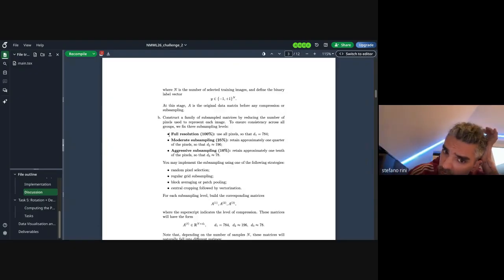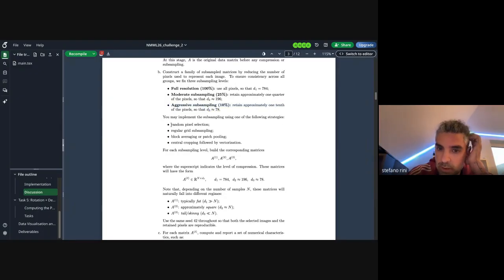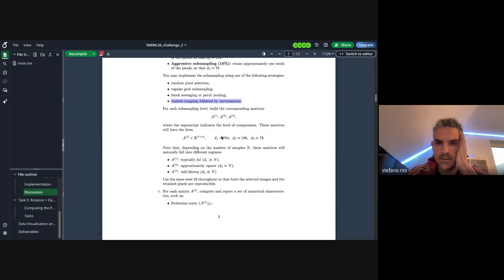So what you can do is go full resolution, you can do moderate subsampling at 25%, and you can do aggressive subsampling at 10%. Okay. So you can pick the selection at random, right? You randomly select the picture, or you can take a grid, or you can do some downscaling, or you can crop just the center of the image. Okay. So this is it.